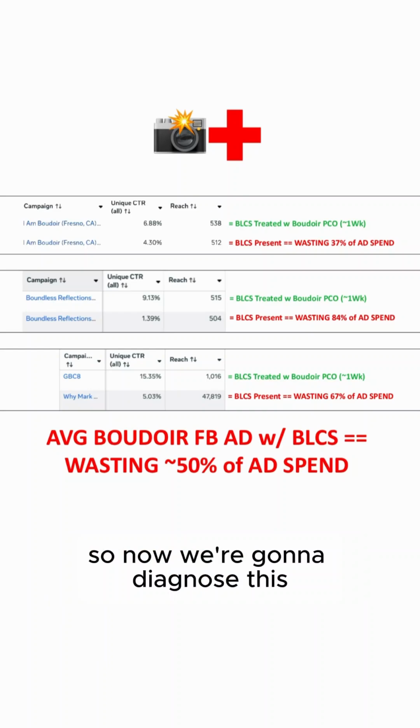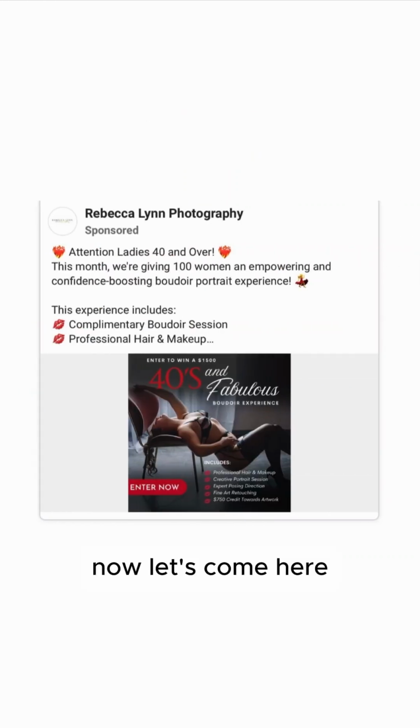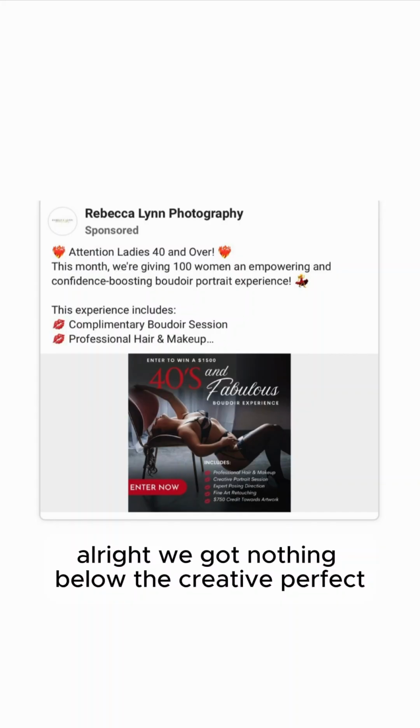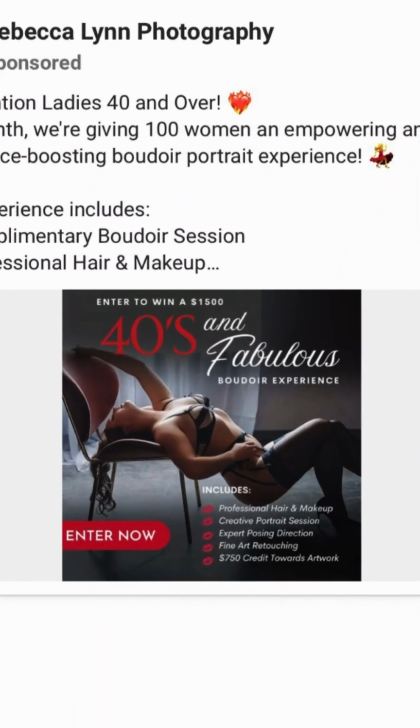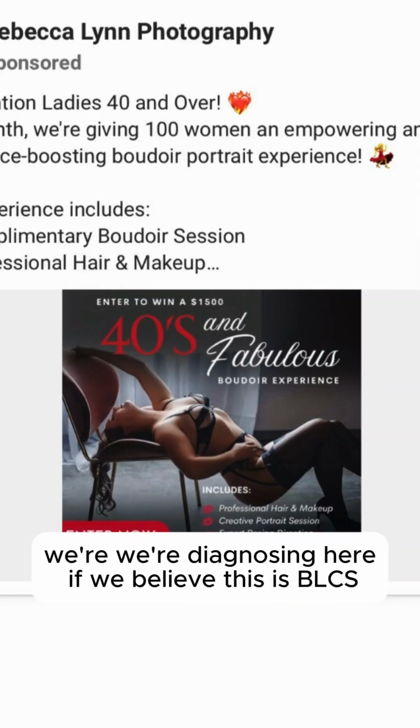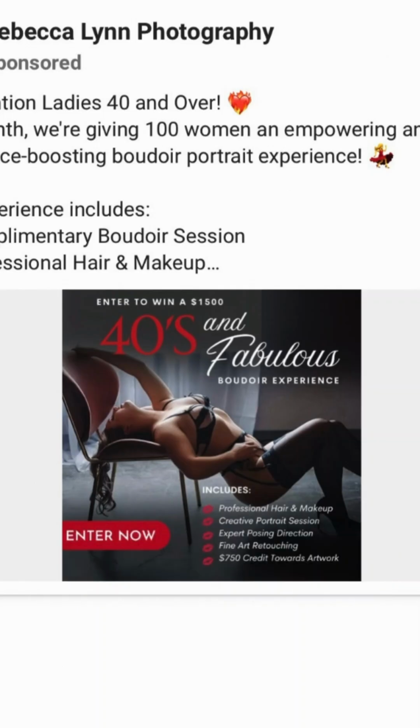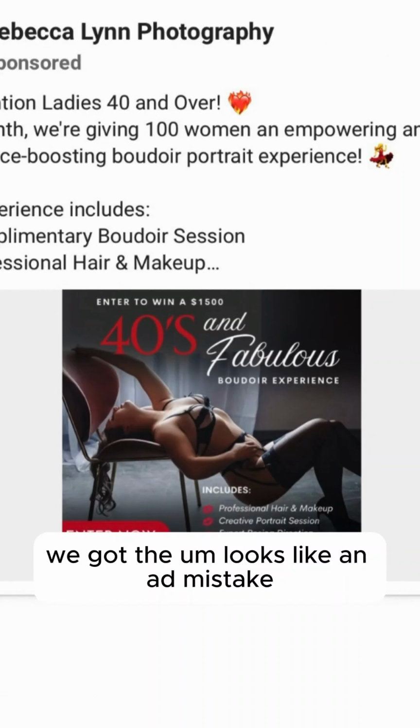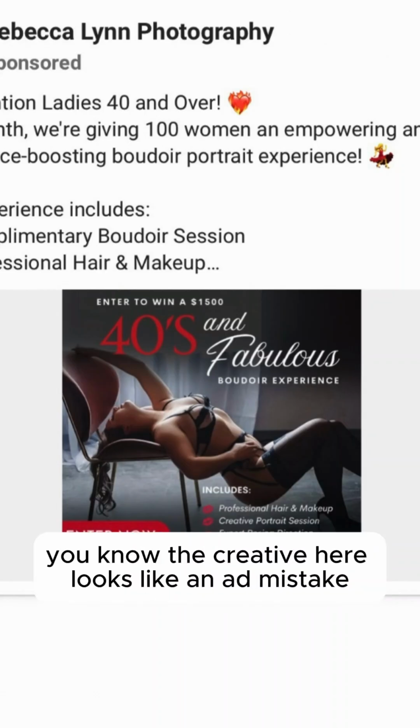So now let's come here. All right, we got nothing below the creative perfect. Now, we're diagnosing here if we believe this has BLCS, aka Boudoir-Loclick syndrome, if the unique CTR is under 6%. The creative here looks like an ad mistake.